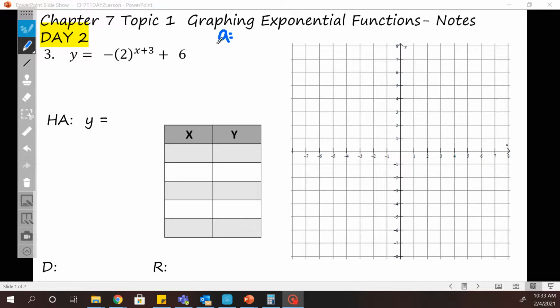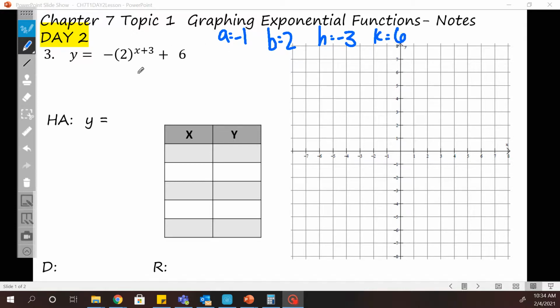So our a here, the number in front, is actually a -1. We see that negative sign there. That's actually a -1. The b here, which is the base of the exponent, is 2. The h here is actually the opposite of this number, so it's -3. And then our k here is 6.